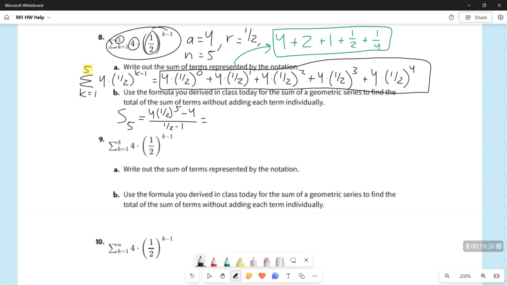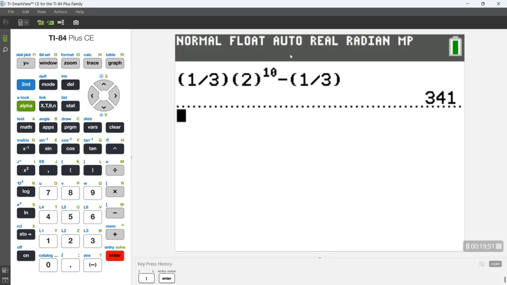However, if you get a different answer, you may want to brush up on some of the calculator tips and tricks. So we have 4 times (1/2)^5 minus 4, and that's all divided by 1/2 minus 1. If I want to do this in one step, one thing I can do is set off the numerator using a set of parentheses.